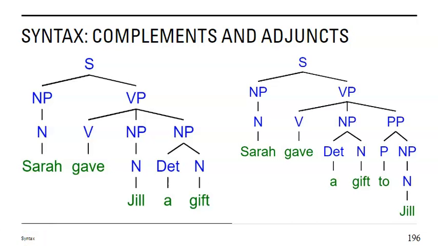And with the verb gave, all three of these noun phrases are required elements. They're arguments, so all three of them are in the sentence. None of the elements are adjuncts because they're all required. Sarah, Jill, and a gift. We just have two different structures in order to express that.